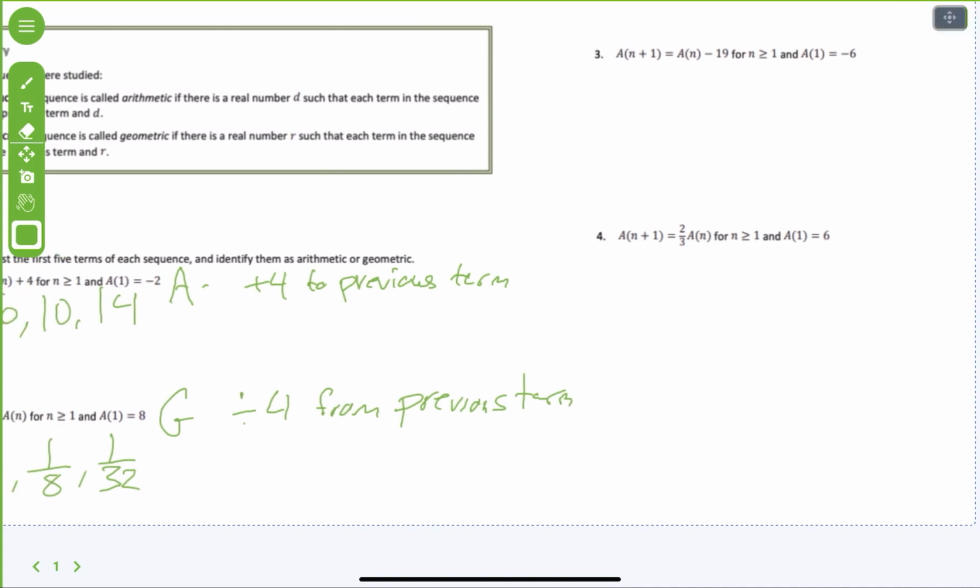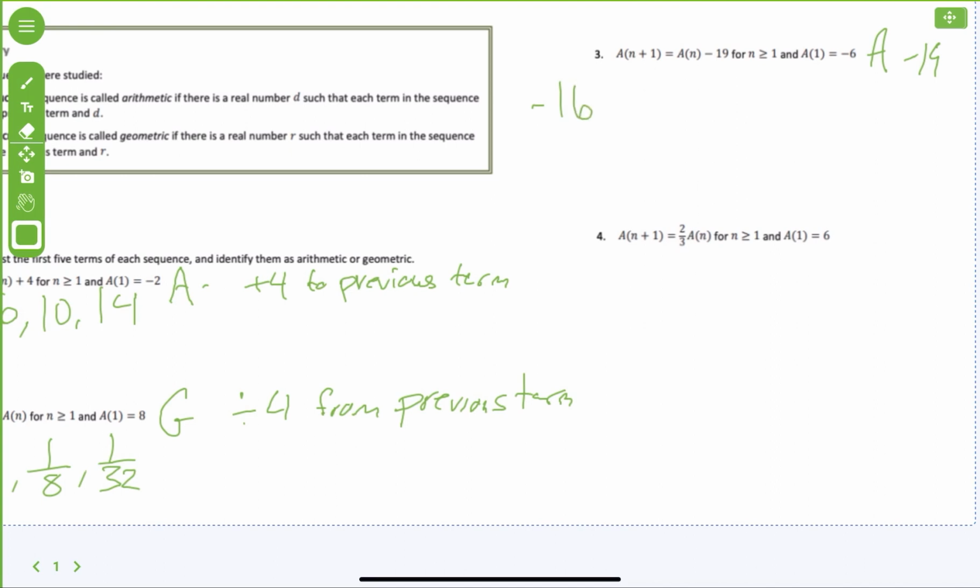Okay? Number 3. That's going to be what sequence? It's going to be arithmetic because we are subtracting 19 from each, so negative 19. I'm not going to put from the previous term. You should know that we're going to do this to the previous term. Now, we start with -6 here. So that is our first term, and we just plug it in.